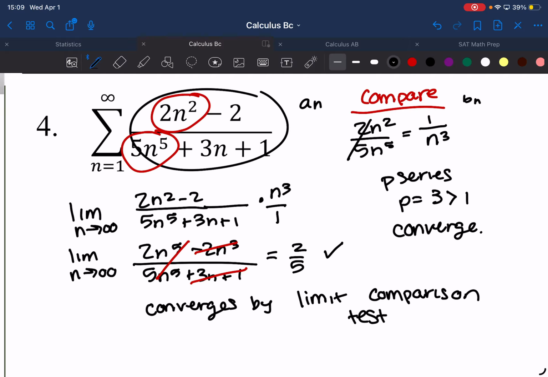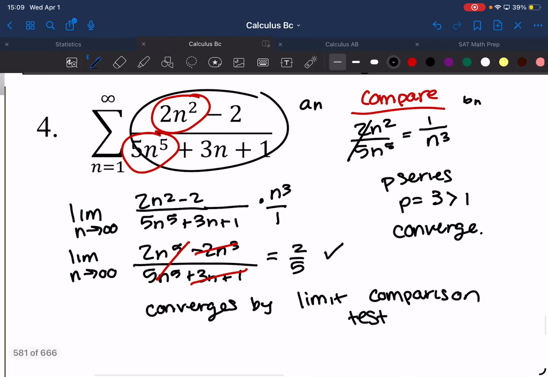So really, what we could have done, let's say this is multiple choice, you don't have to show anything. As long as you see that this is going to compare to that p-series, and this p-value is greater than 1 so it's going to converge, really, if you just look at the leading coefficients, that is going to be your limit. That's how you can easily go through this problem if it's multiple choice, of course, because you don't have to show work. If this was an FRQ, you would have to show all the steps, just like we did on the problem, in order to get points.